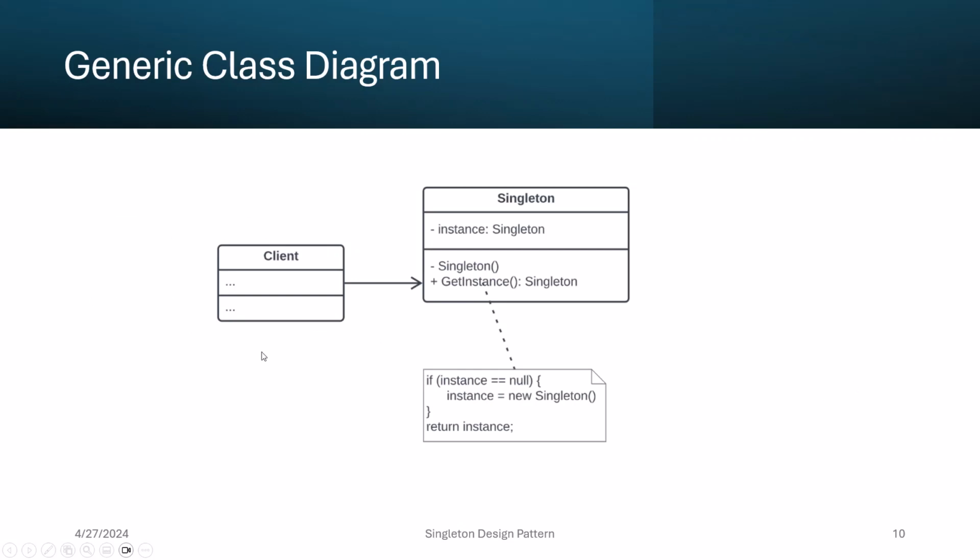So here is the generic class diagram for the singleton. The singleton will have the instance of the singleton class and a method to get the instance of that singleton. If this instance is null, create a new instance and return it. That logic will come in this get instance method. Then the client can access this get instance method through the singleton class. So this is the class diagram.